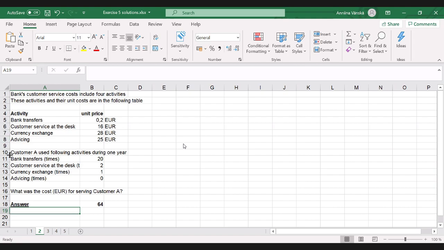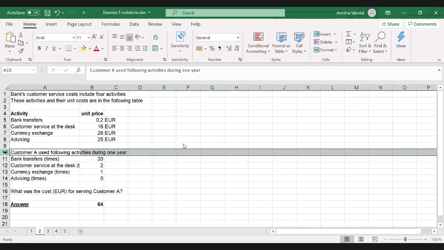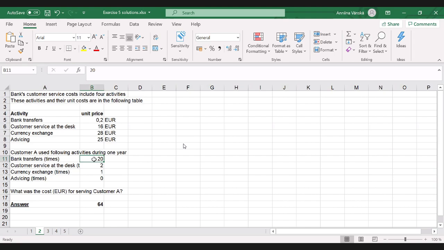And then there's a case of a customer A. During 1 year, the customer A is using 20 times bank transfers, twice the customer service at the desk, and once using the currency exchange service. And the question is, what is the cost for serving this customer during that year?